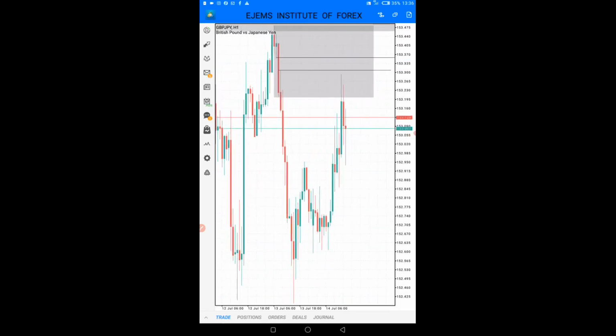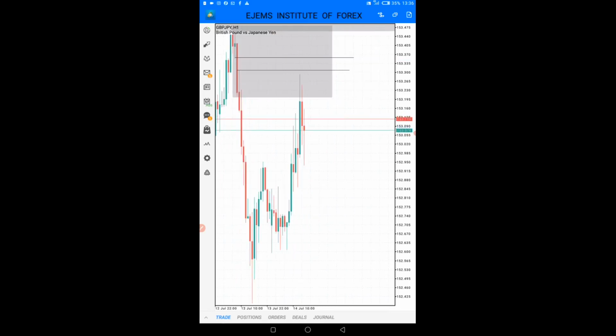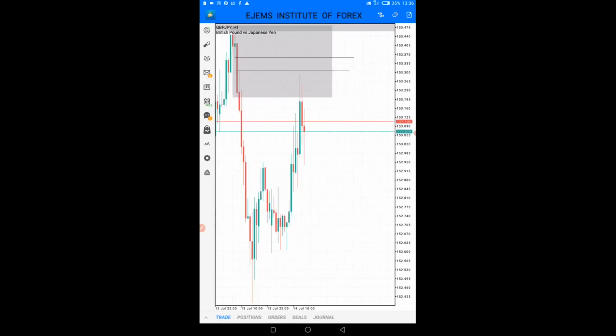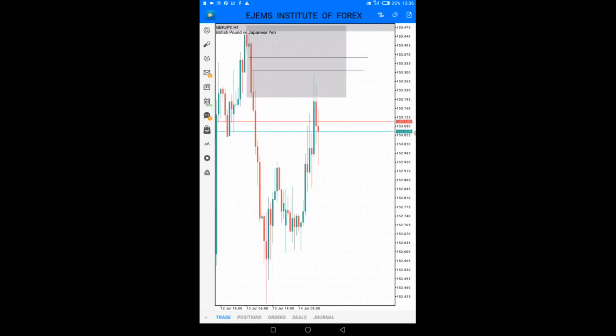I would also like to draw attention to the 1-hour chart. This is our 1-hour chart. If you look carefully, there's a fair value gap here, right? There's a fair value gap.